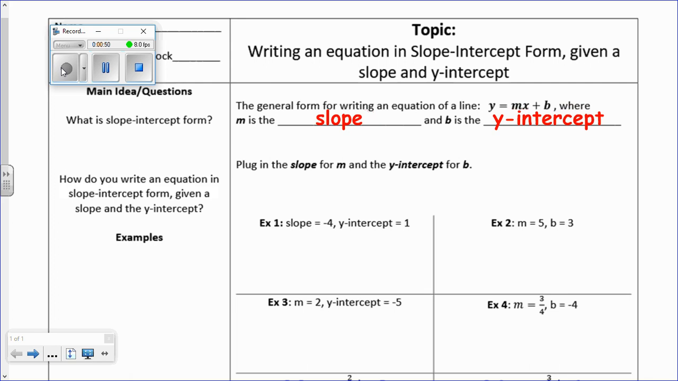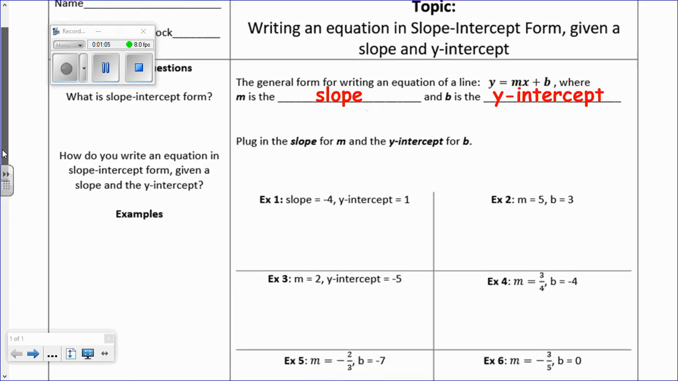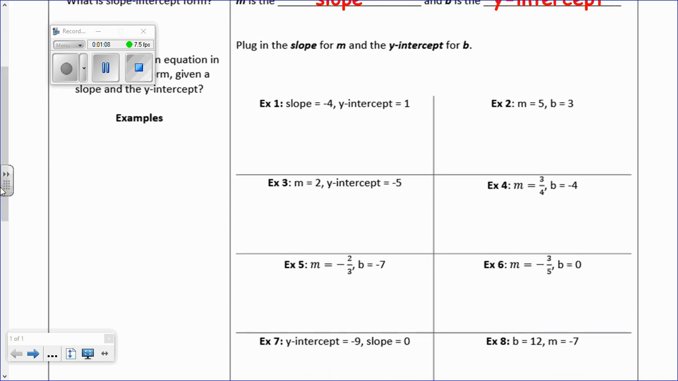and the b, okay? So now how do we write an equation in slope-intercept form given the slope and the y-intercept? Basically, like I just said, we plug in the slope for m, and then we plug in the y-intercept for b, making sure to be careful of the signs. So let's do some examples.